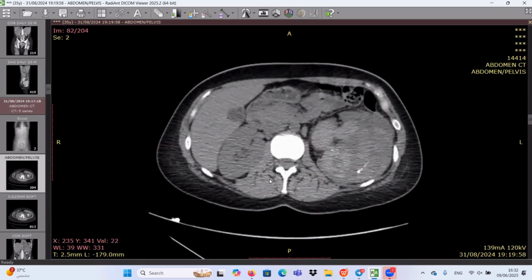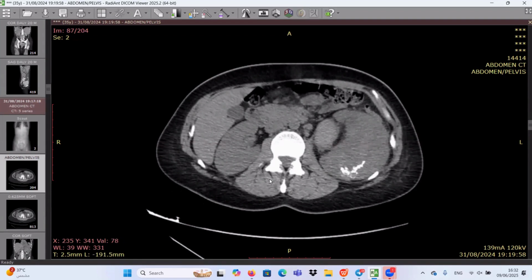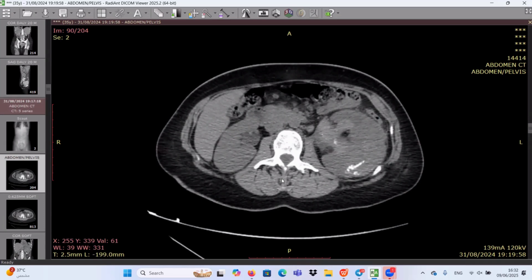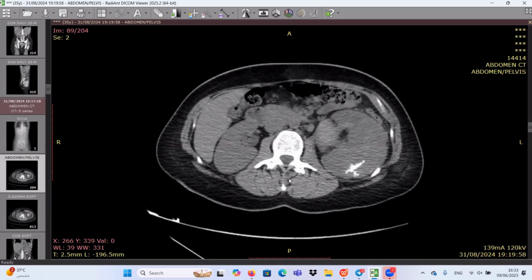When I started to review this case, I thought that if this is a stone, it could be inside the calyceal group or outside the calyceal group. The peripheral one is outside the calyceal group. Yes, you are right, it's in the renal parenchyma.